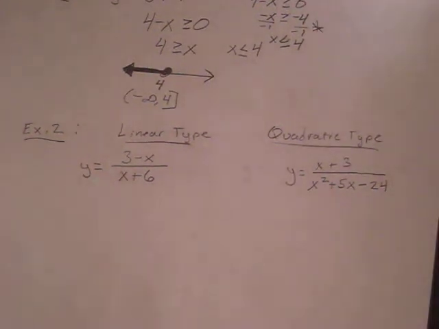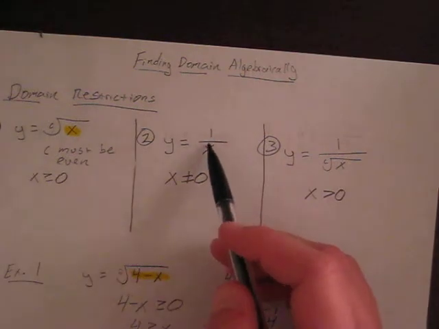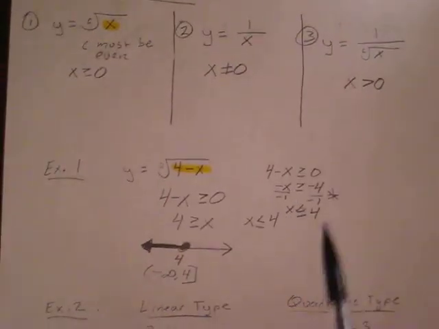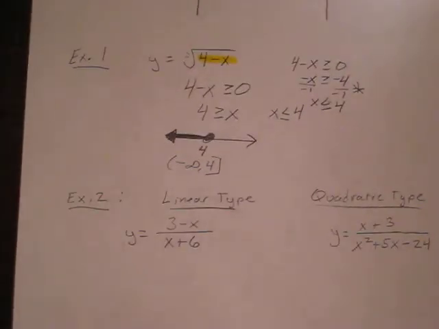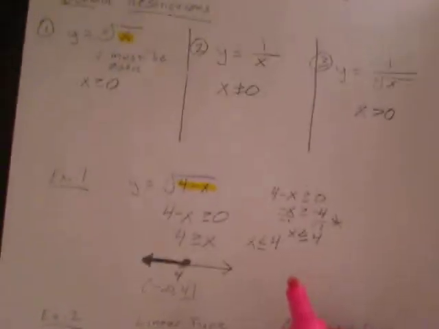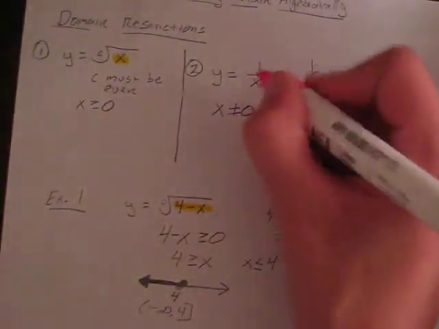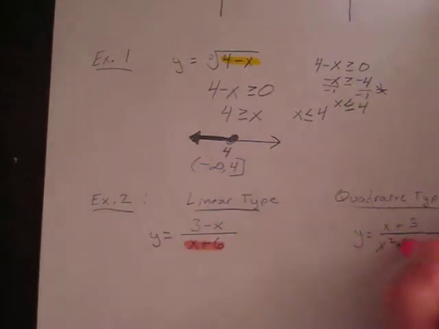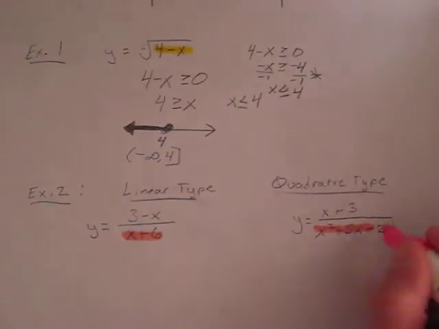Okay, the second type fits this domain restriction. We're trying to divide by a value of x in the denominator. Anytime you do that, you have to state that whatever's in the denominator cannot equal 0, just like we did in this second example here. The denominator cannot equal 0 because you can't divide by 0, so both of those values cannot equal 0.